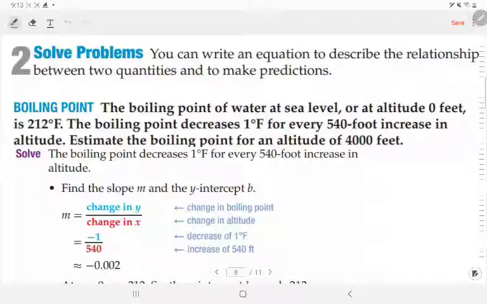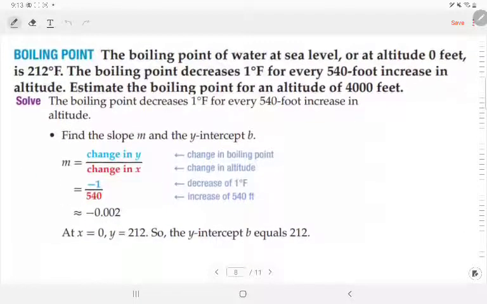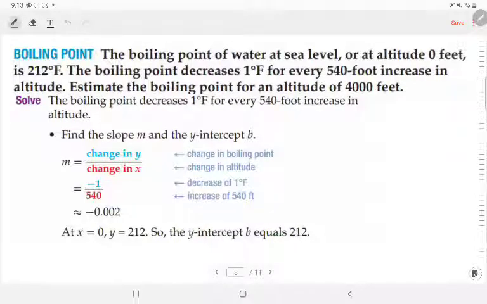All right, so you can write an equation to describe the relationship between two quantities and make predictions. So this says the boiling point of water at sea level, or at altitude 0 feet, is 212 degrees Fahrenheit. The boiling point decreases 1 degree Fahrenheit for every 540 feet increase in altitude.